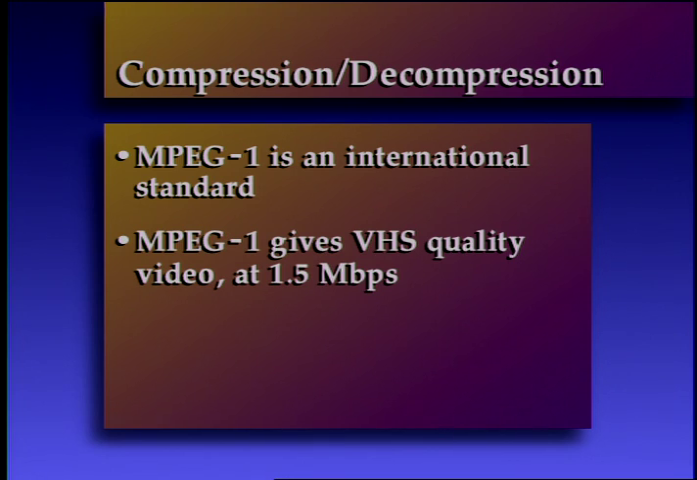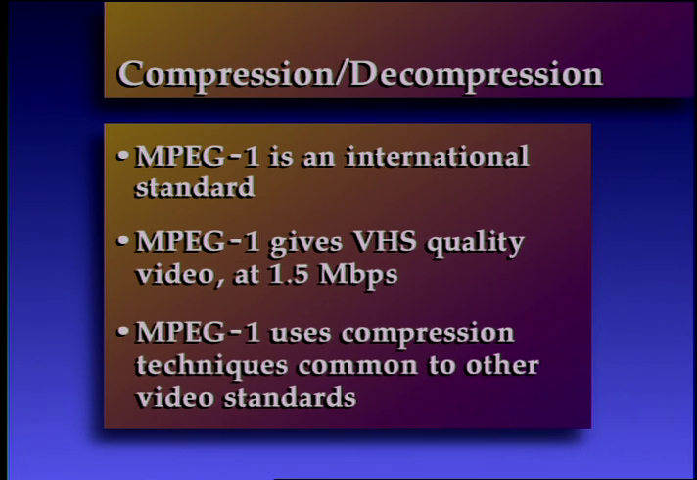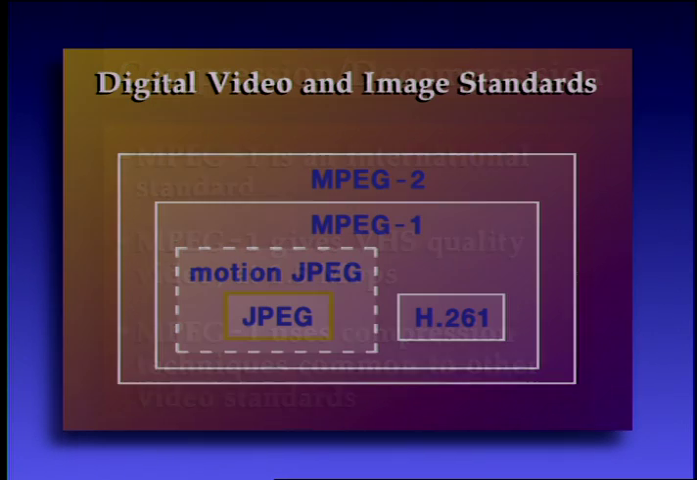It's no coincidence that this corresponds to the basic CD-ROM transfer rates. MPEG-1 also uses many compression techniques common to other video standards. This figure suggests that there's a hierarchical nesting of compression standards with increasing complexity as we progress outwards. For example, all of these standards use what's known as the discrete cosine transform.